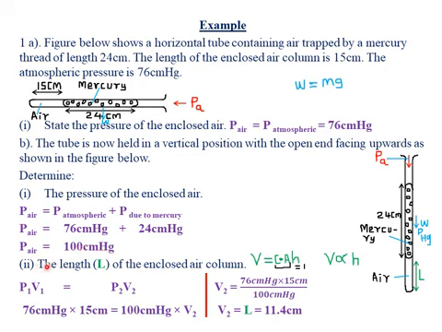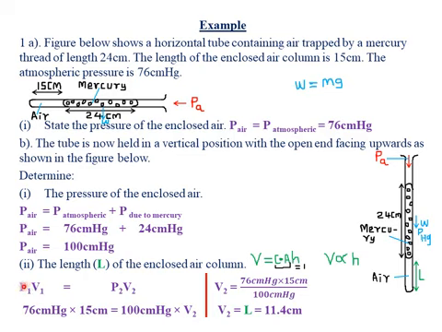Then Roman 2, they want us to find the length L of the enclosed air column. So at this point, we'll simply introduce Boyle's law, which gives us the relationship between pressure and volume. The product of pressure and volume in the first case must be equal to the product of pressure and volume in the second case. That is courtesy of Boyle's law, which told us that the product of pressure and volume should be constant at all points.